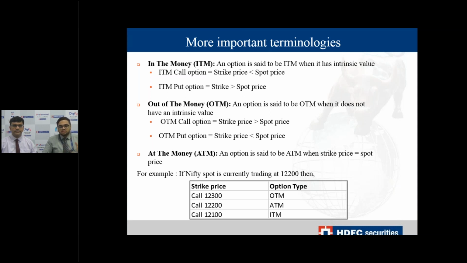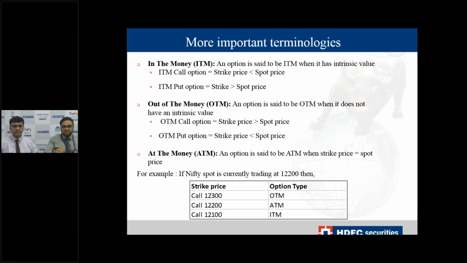So in this case, what is in the money? An option is said to be in the money when its intrinsic value is positive, that is, for a call, when the strike price is less than the spot price. And for the ITM put option, strike price is always greater than the spot price. For out of the money, for a call, strike price is always greater than the spot price, and for put, strike price is always less than the spot price. And for at the money, it is almost equal. The strike price and the spot price are almost equal.